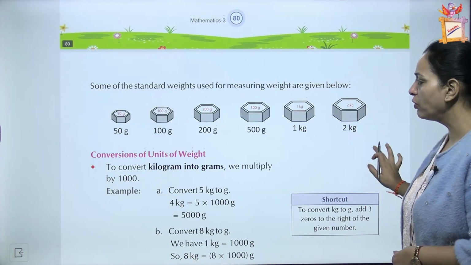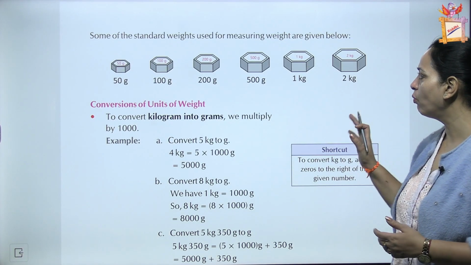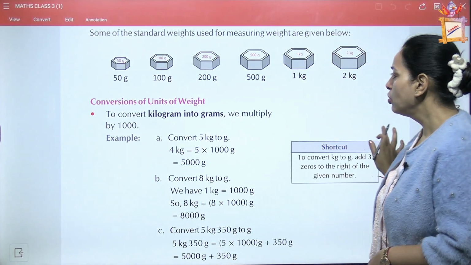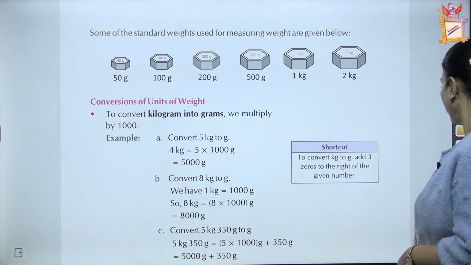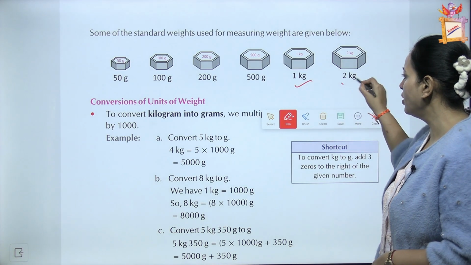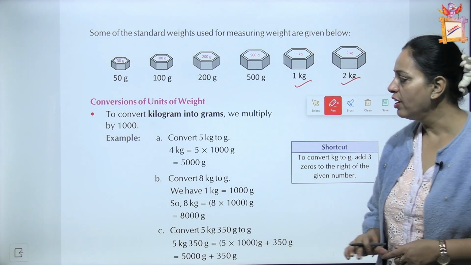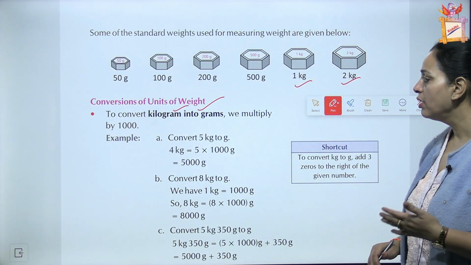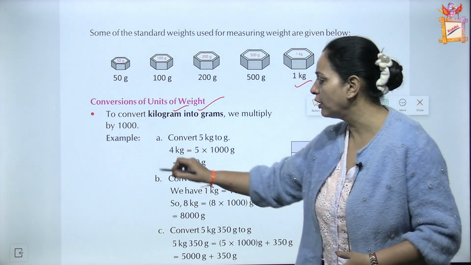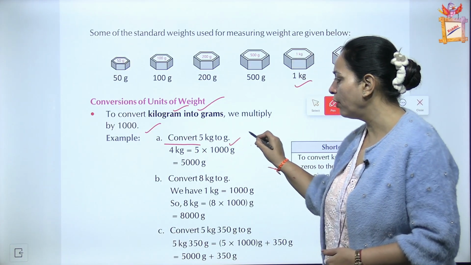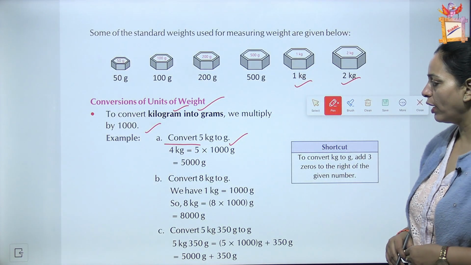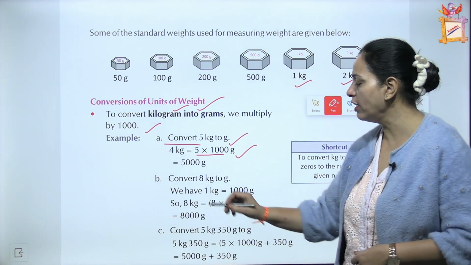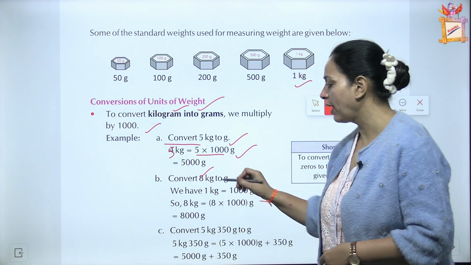Okay. Now some of the standard weights used for measuring weight are given below, like 50 gram, 100 gram, 200 gram, 500 gram, 1 kg, and this is 2 kg. Now conversion of units of weight. To convert kg to gram, how to do? We multiply by 1000. Example, convert 5 kg into gram. So 1 kg is 1000 gram, 5 kg is 5 into 1000, 5000 gram.